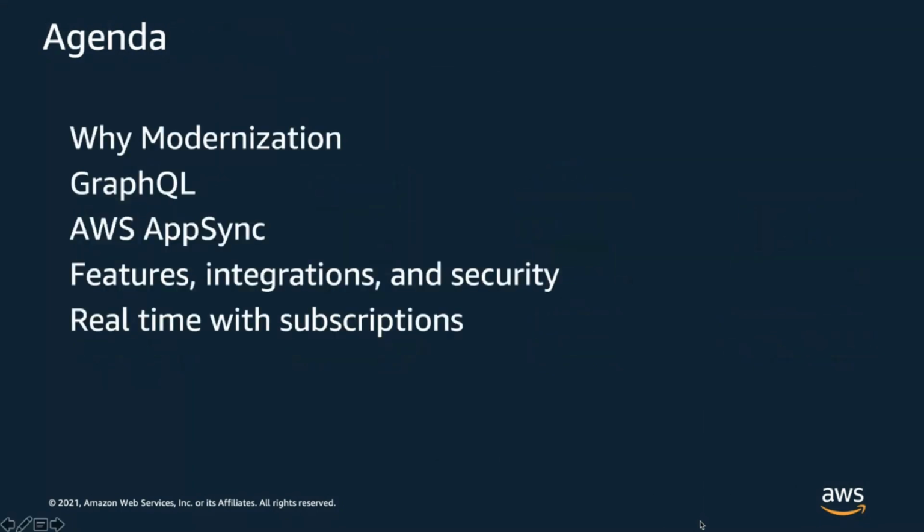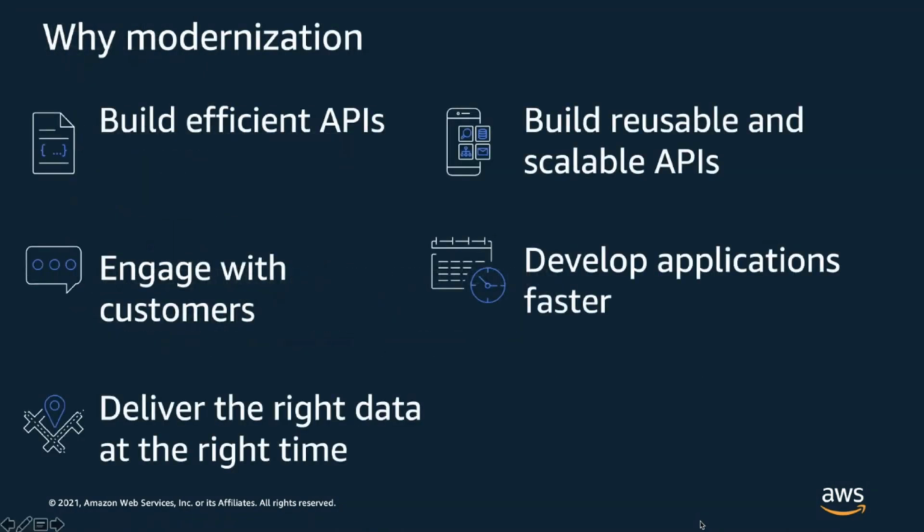Some of the things that we're going to talk about today are, of course, why modernization? We're also going to cover GraphQL and AWS AppSync. We're going to talk about features and integrations and security that AWS AppSync provides, and then we'll take a closer look at real-time with subscriptions. Throughout the conversation, we'll also look at some of what our customers are doing with AppSync, and we'll, of course, dive into some demos.